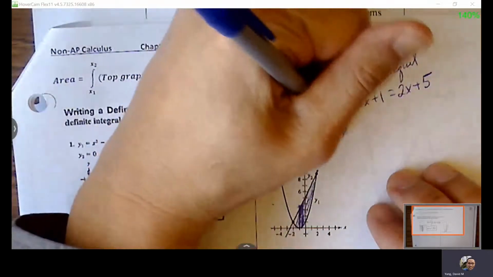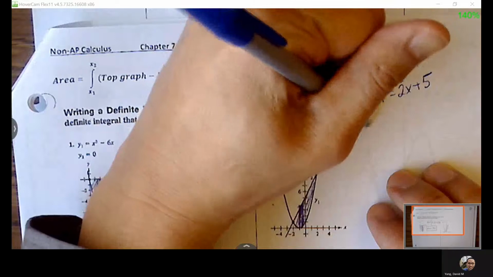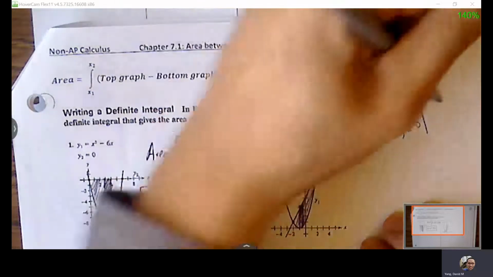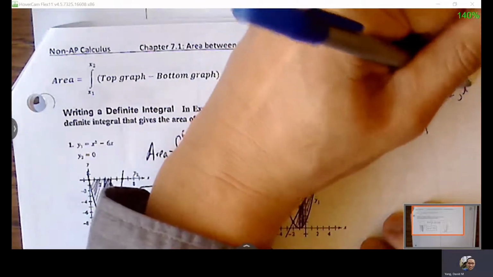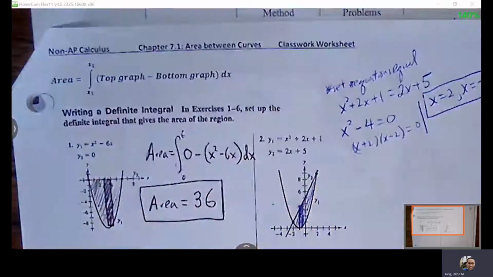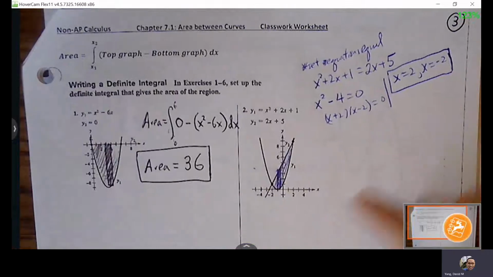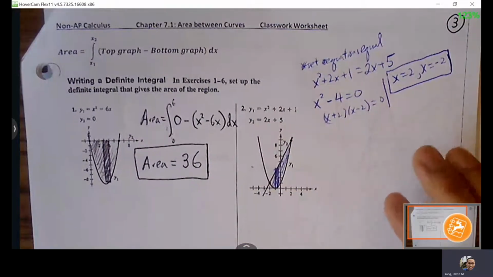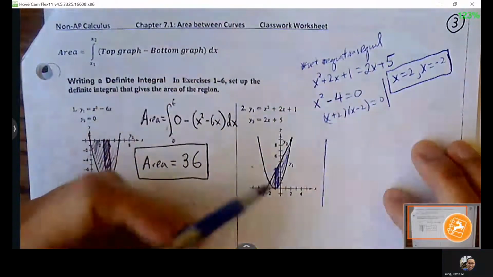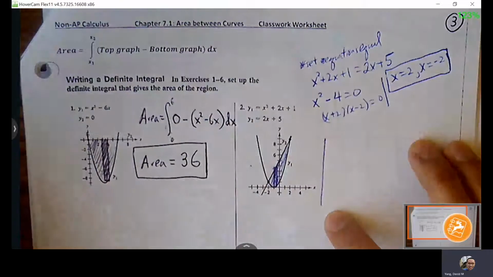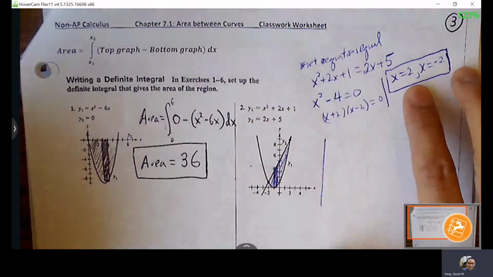Bring everything over to one side. And we get x plus 2, x minus 2. Okay, top graph minus bottom graph. Top graph is the 2x plus 5. The bottom graph is the x squared plus 2x plus 1. And then our bounds is from -2 to 2.